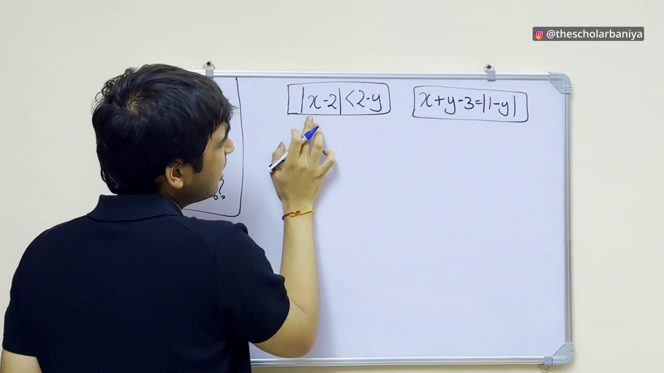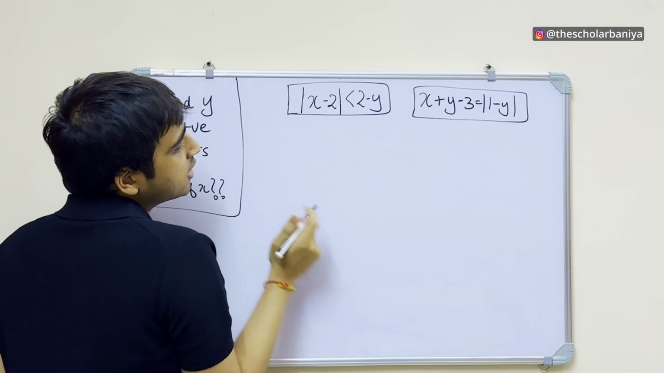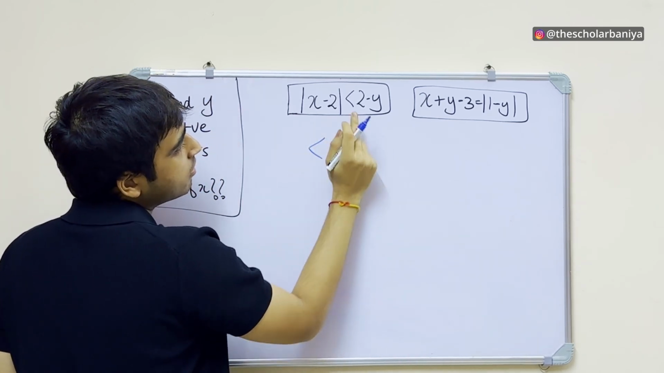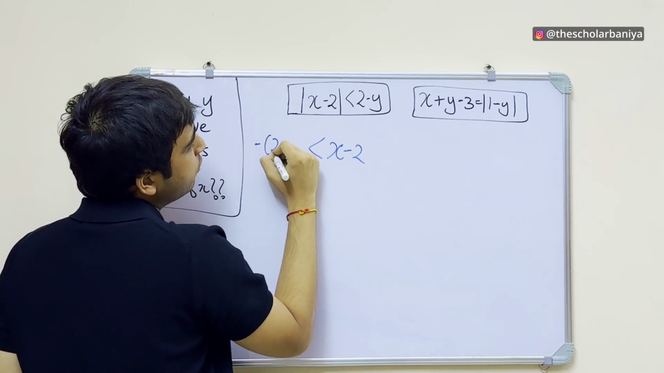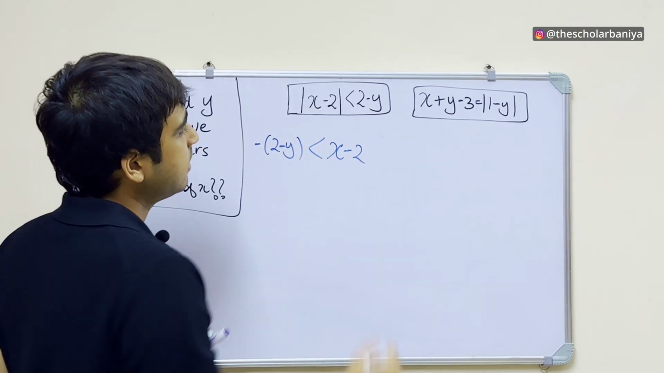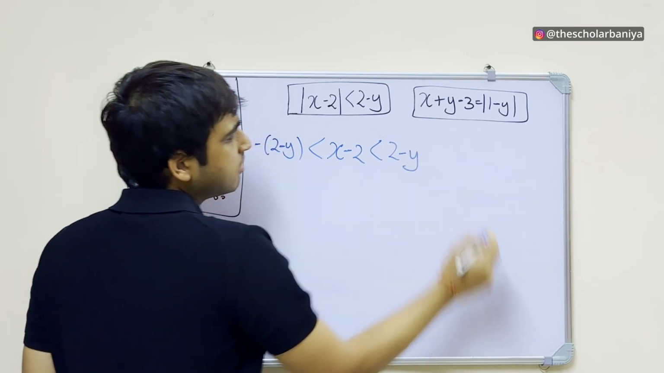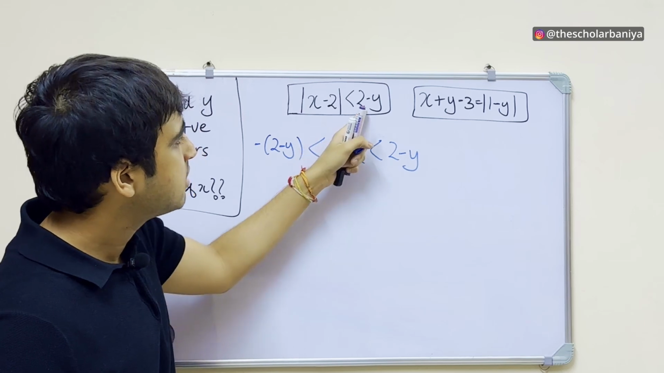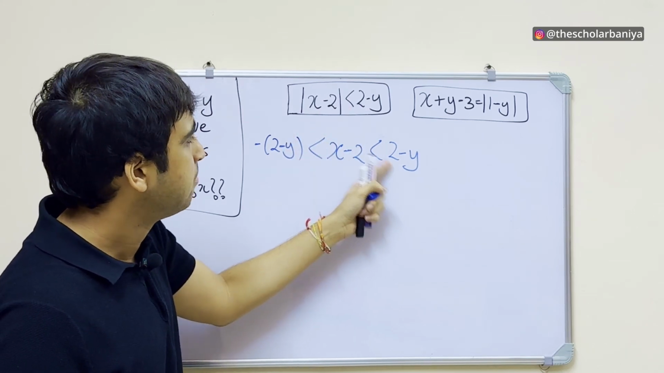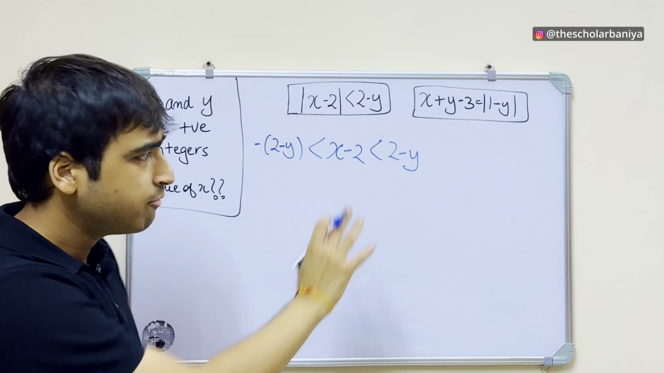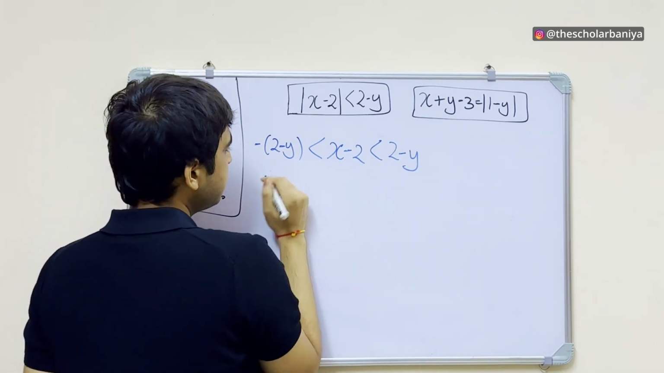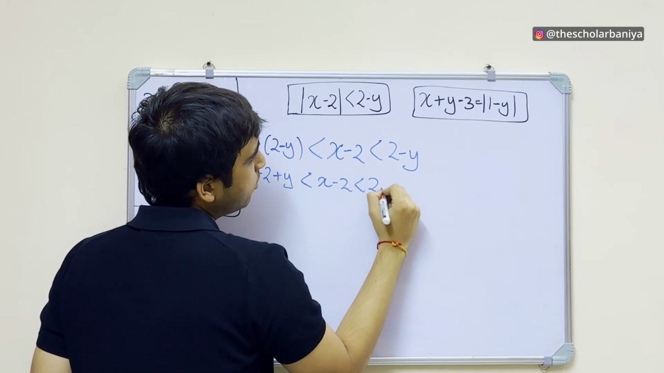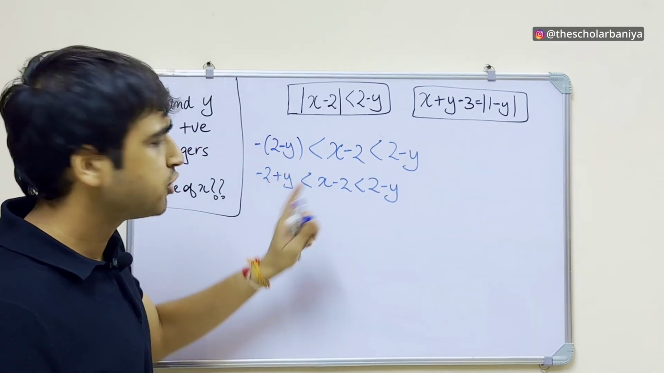Now, this is the same form, mod a is less than b. So we can write x minus 2 is greater than minus b, which means minus of this. So minus of 2 minus y, right? And less than 2 minus y. I hope this should be fine. Mod a is less than b, so a is greater than minus b. Minus b means minus of this, and less than b means less than 2 minus y. Same formula, right? Okay. So this becomes minus 2 plus y is less than x minus 2, which is less than 2 minus y. I hope this should be fine.